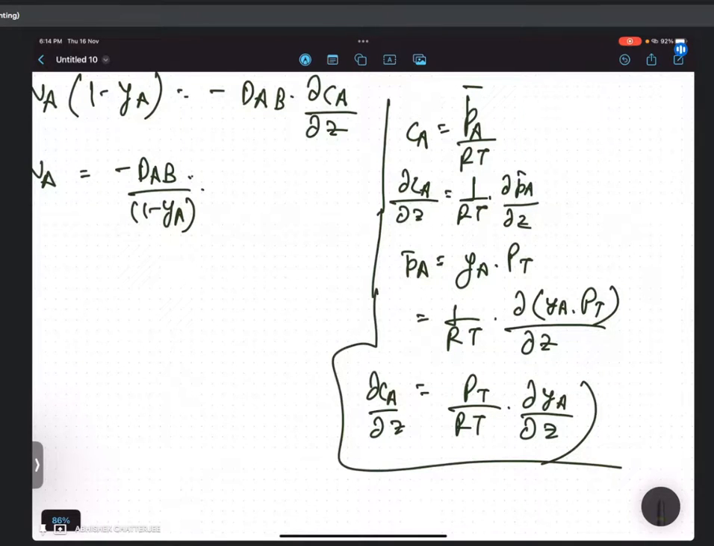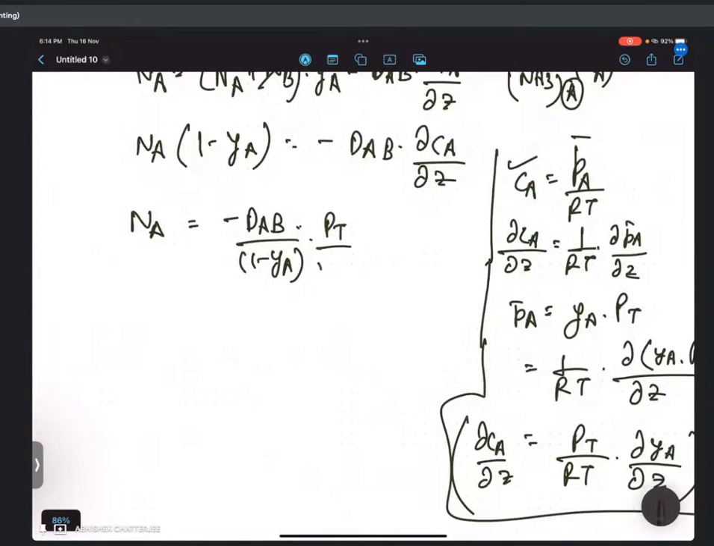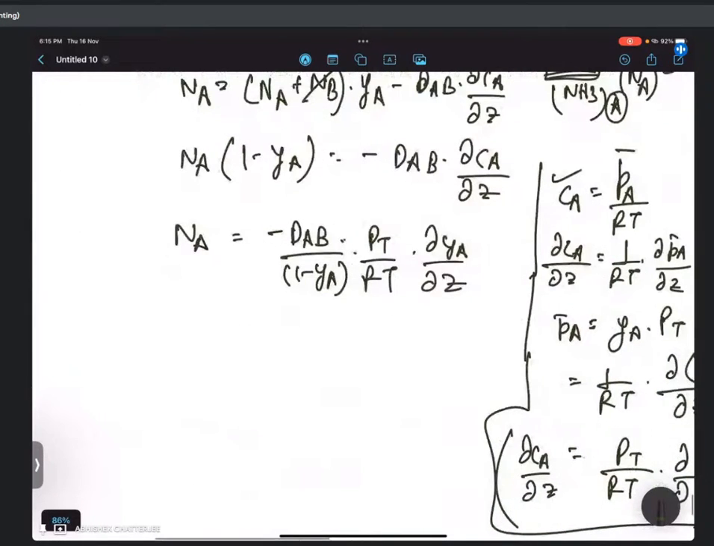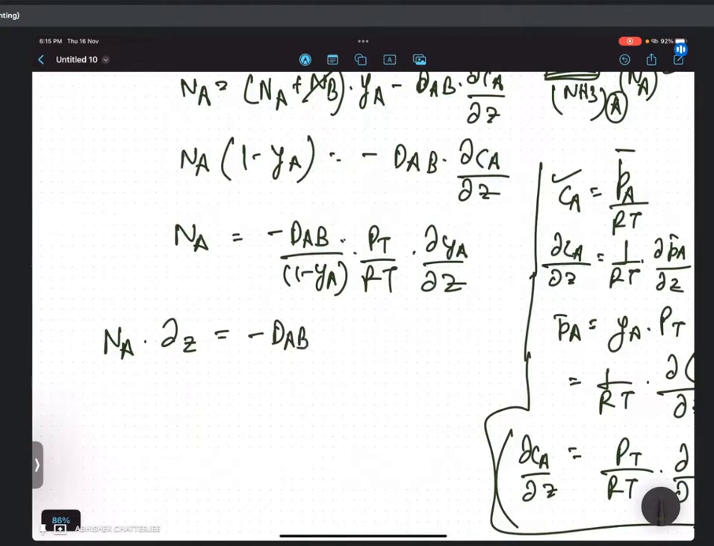Clear? So now you must have a clear idea of how to convert from concentration to gaseous phase mole fraction. How to convert? You have understood. First convert concentration to partial pressure, then from partial pressure to mole fraction into total pressure. So it is just Pt by RT into dou Ya by dou Z. Now nothing is there, just integrate it. So Na into dou Z will be equal to minus Dab into Pt by RT. All these are constant terms, and dou Ya divided by 1 minus Ya.